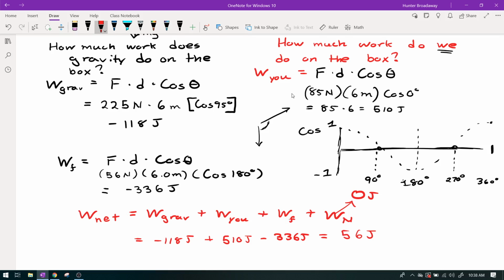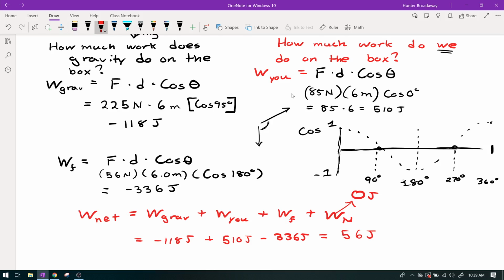It takes you 510 joules of energy to move this thing up the ramp. But when you're talking about the net work being done after friction and after gravity, it only really amounts to 56 joules of work. That's the net work. So, are you exerting a force? Yes. Are you covering a distance? Yes. You are spending energy, but the total energy that gets spent, you won't be able to get back.